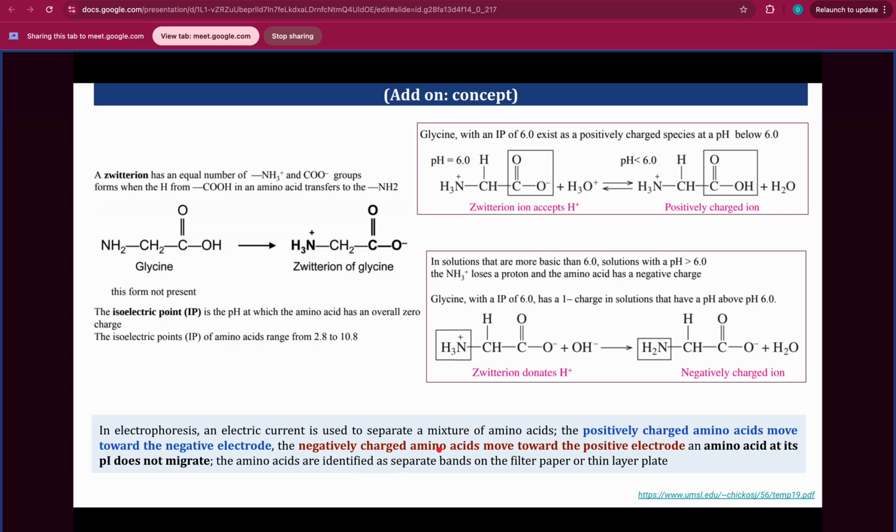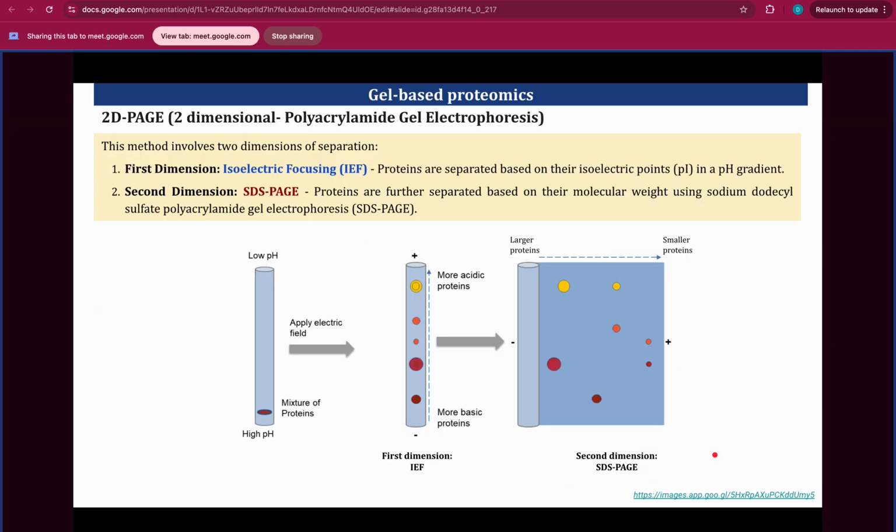And one more thing which I want to add is that the positively charged amino acids will move towards the negative electrode, because positive will be attracted to the negative electrode, and negatively charged amino acids will move towards the positive electrode. And one more thing which I want to add in this previous slide, as we can see, more acidic proteins will be moving towards the positive terminals.